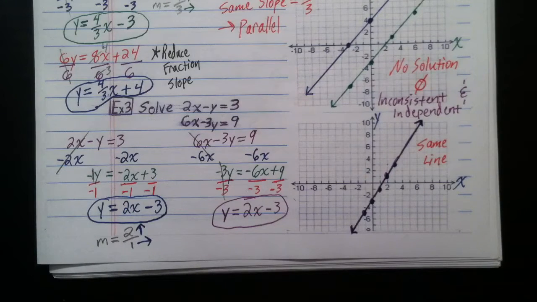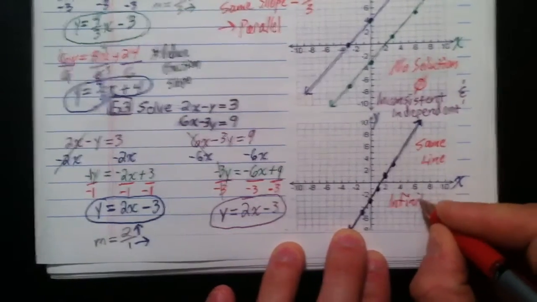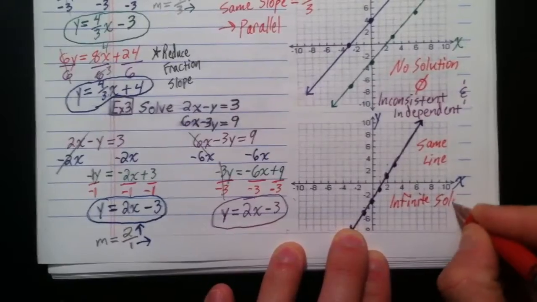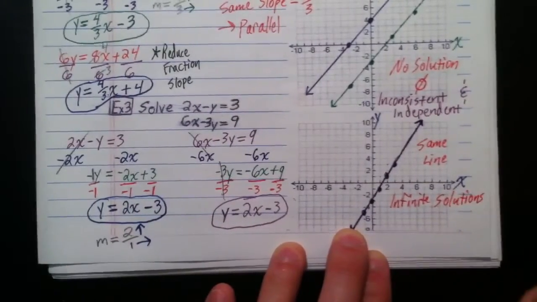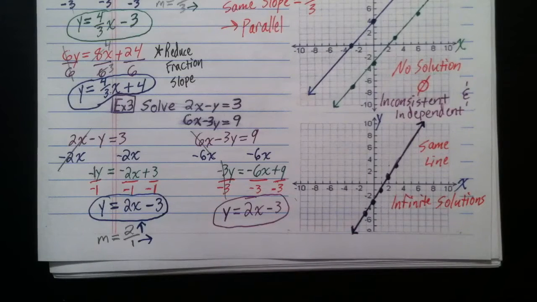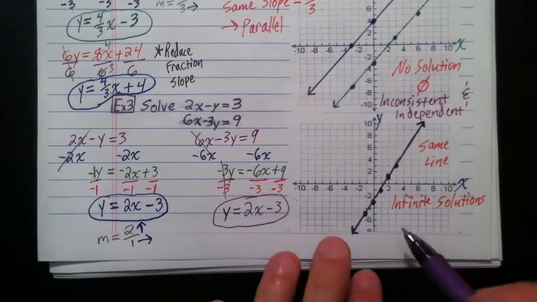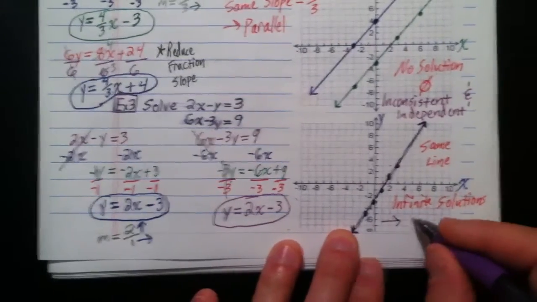So there's tons of solutions. There's an unlimited amount of solutions. So we would say there's infinite solutions to this system. Okay? And we classify that as there is at least one solution. There's infinity solutions, but since there is at least one, we say it is consistent.